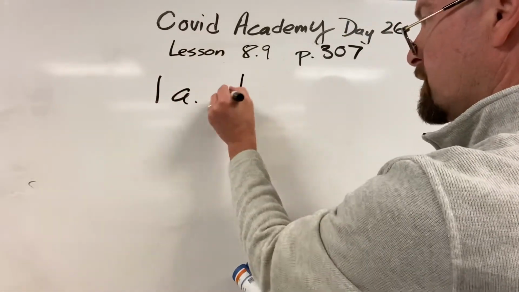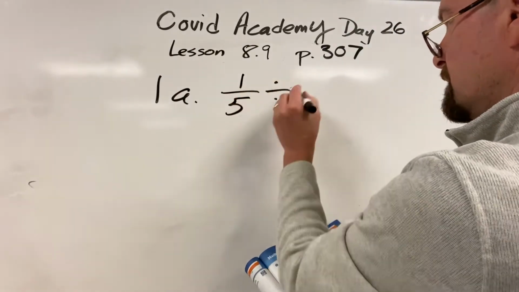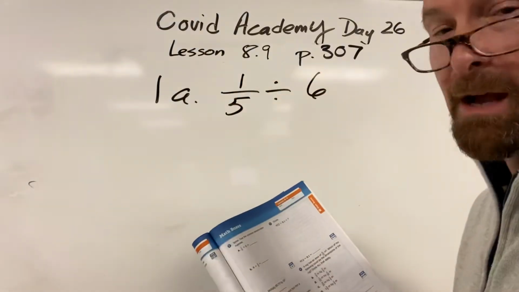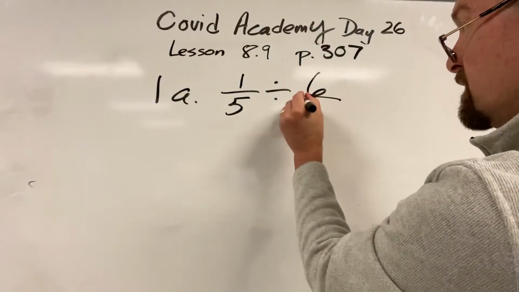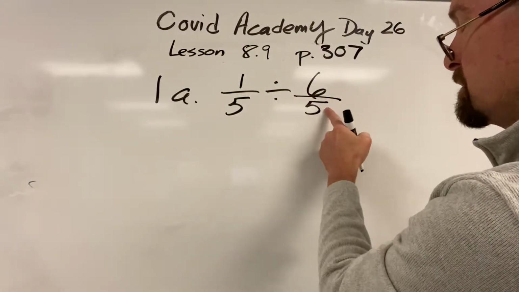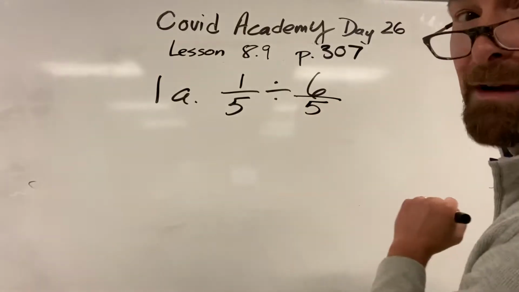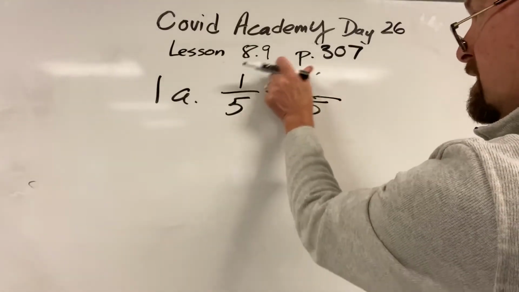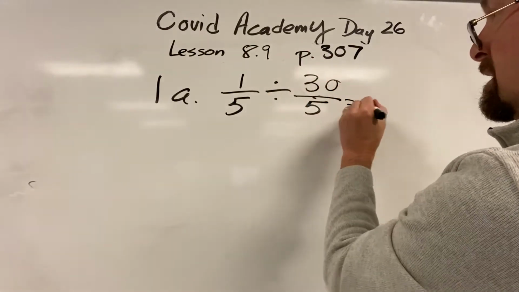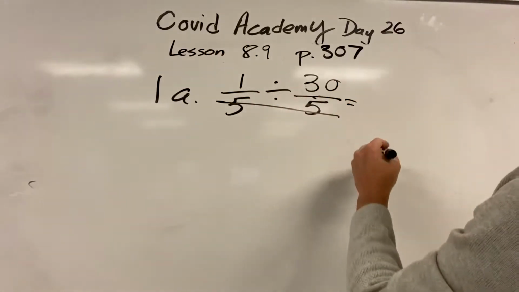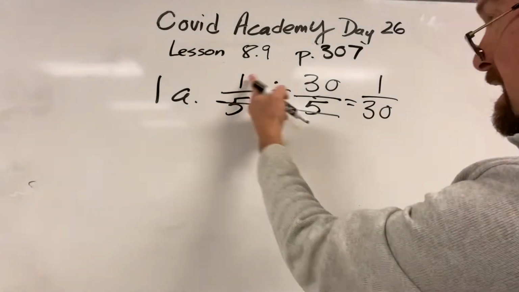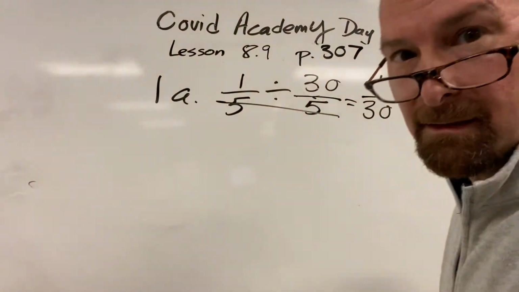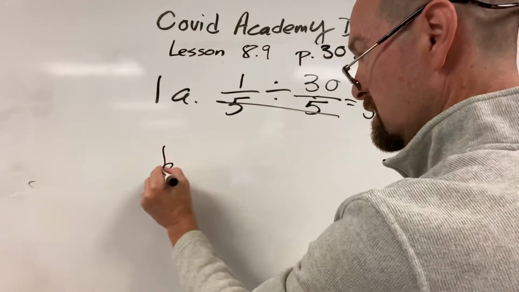1a, 1/5 divided by 6, and I'm going to read my instruction. It says use the common denominator method. So I've got fifths. So I've got to put a fifth down here, which made that 5 times bigger because it used to be a 6/1, right? So I've got to make that 5 times bigger. 5, that's 30. 5, they go away. 1 divided by 30 is 1/30. You just put that on the top and that on the bottom. That's easy. Let's do B.